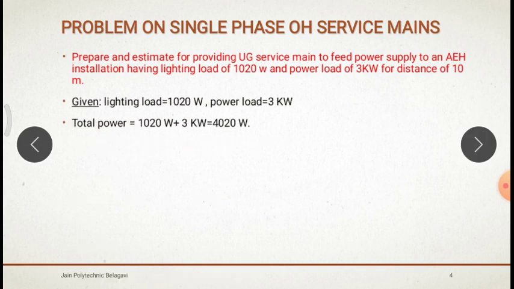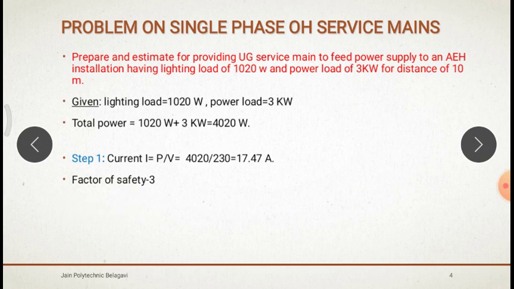First we'll calculate the total power, that is 1020 plus 3 kilowatt, so we will get 4020 watt. Okay, next step is we have to calculate the current. How do we calculate current? I is equal to P by V. What is the power here? 4020, and if the voltage is not given, you can take directly 230 volt for single phase. So by calculating 4020 divided by 230, you will get 17.47 amps. But how much square mm cable do we require?